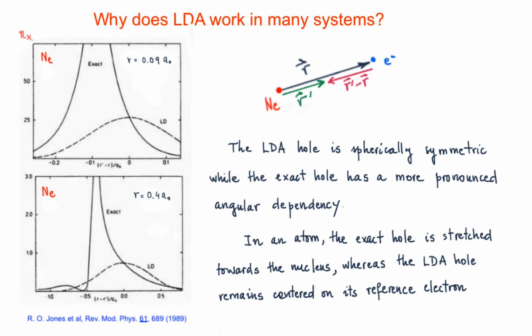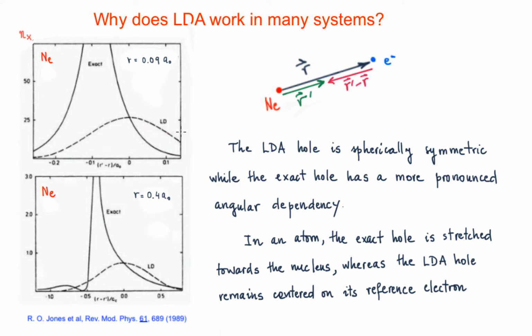Okay, and this is what Jones and Gunnarsson did in this reference here in 1989. So here they plotted the exchange hole for the neon atom. The exact is the solid line here, and the LDA is the dashed line here. So what's this plot here?